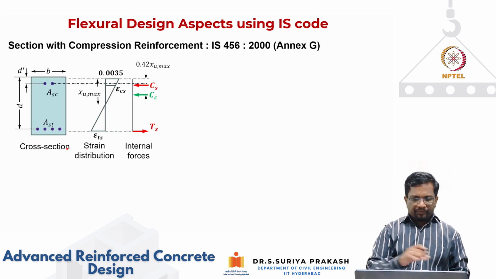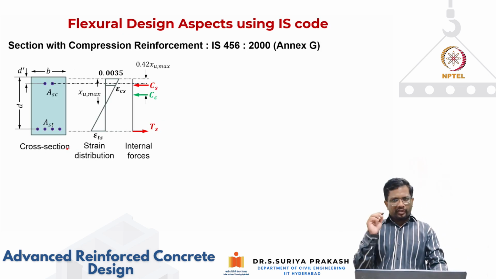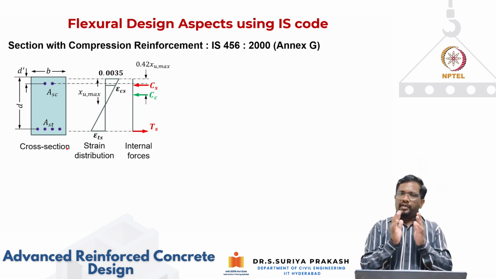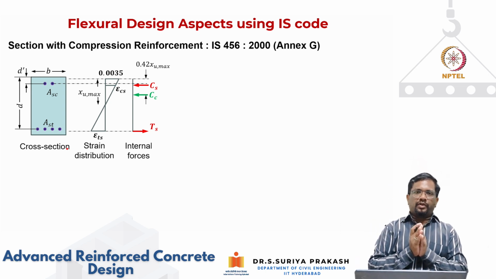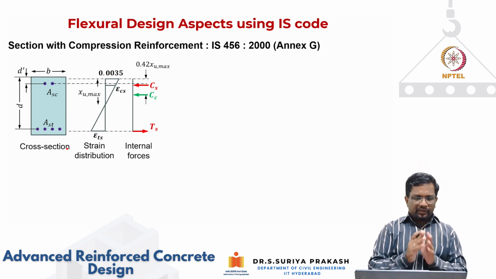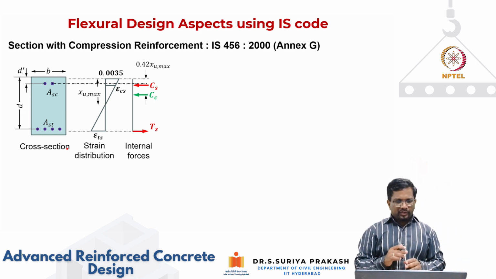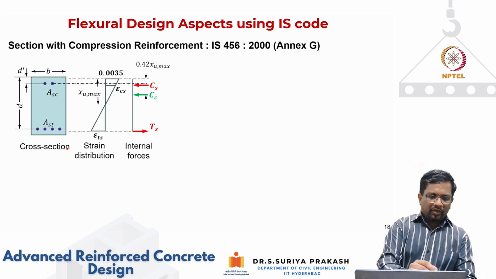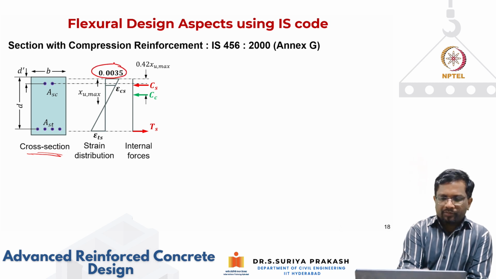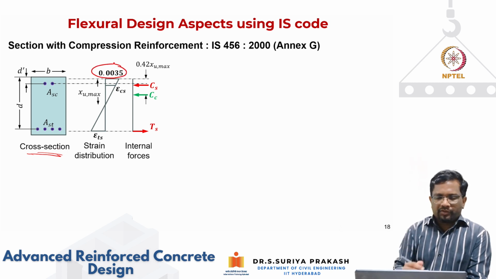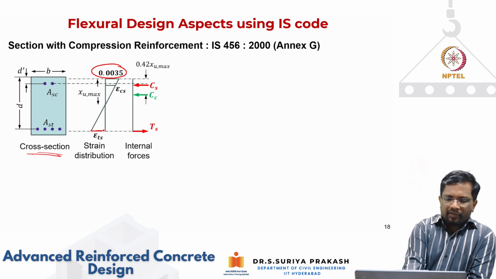Okay, right. Now let's look at it from IS code provisions. Again, we are looking at design stress strain curves that are specified by IS 456 for concrete in compression and for steel in tension. So now let's look at the ultimate condition. I've taken a simple doubly reinforced section like this. So this is your failure condition. Epsilon cu is 0.0035, and then we are calculating what the strains are in the different steel.